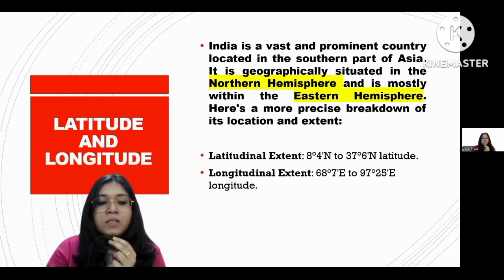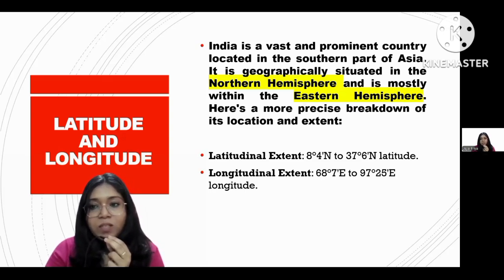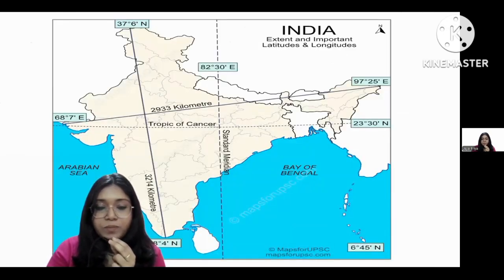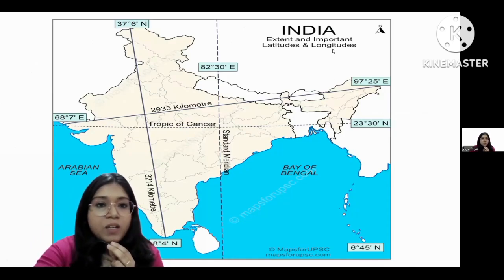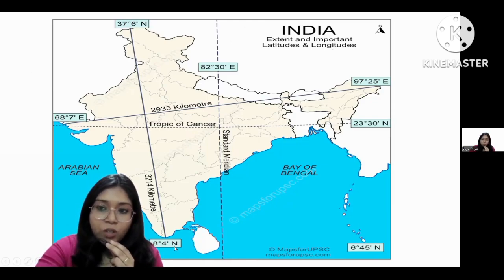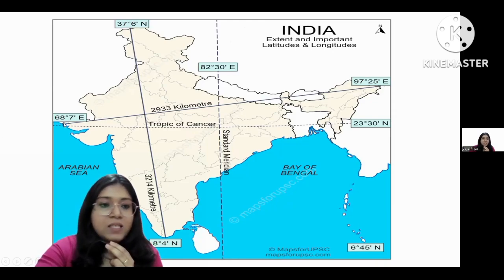The next is latitude and longitude. So it's basically in the northern hemisphere and within the eastern part. The latitude and longitude extension is 37 degree 6 minute north to 8 degree 4 minute in the north, to 97 degree 25 minute in the east and 68 degree 7 minute in the east.